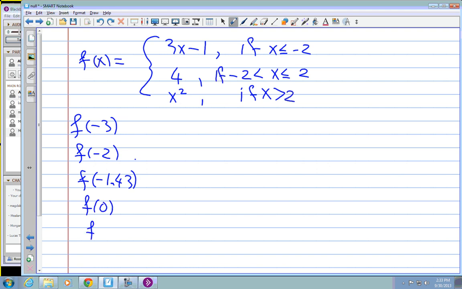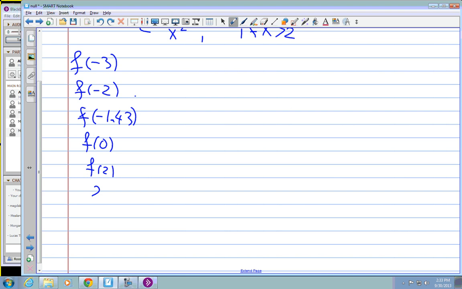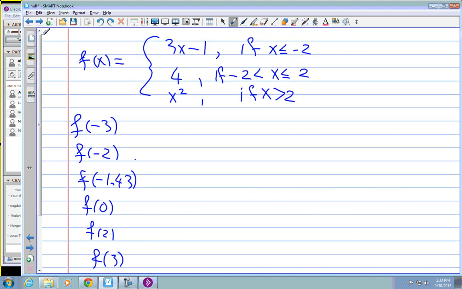So we need to evaluate this thing. That will test whether you understand how piecewise functions work. Remember, we just use the definition of a piecewise function as a kind of filter. When you look at f of negative 3, the value of the variable is negative 3. So which one of those three pieces? Negative 3 is less than negative 2, so it's the first part. 3 times negative 3 minus 1 is negative 10. You agree with that?